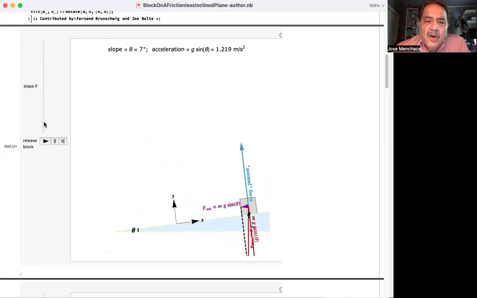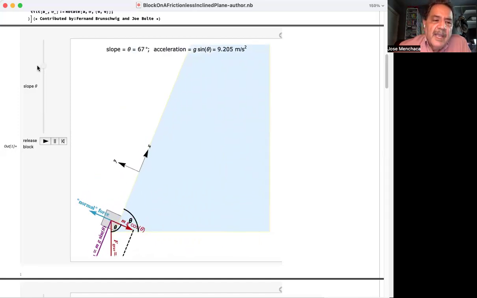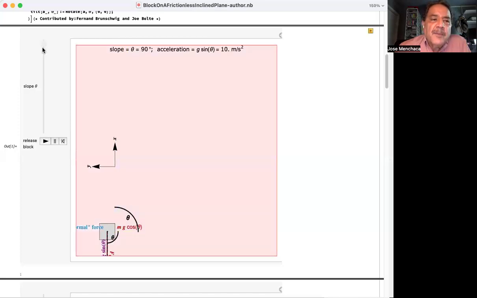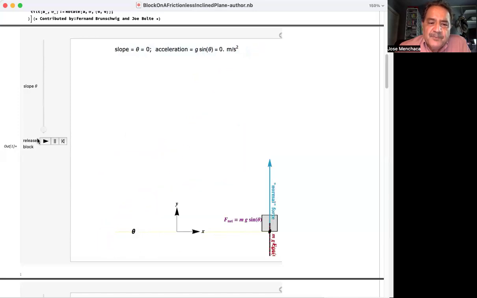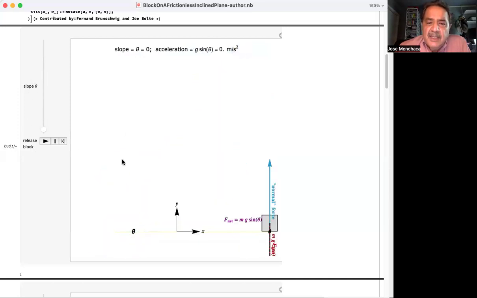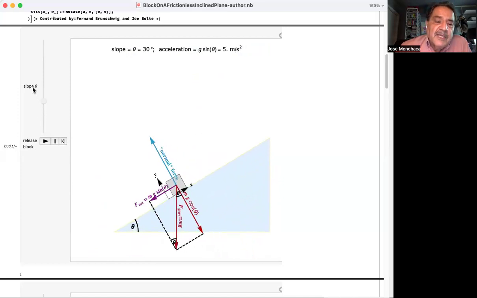The normal force, the component of acceleration that's perpendicular to the plane, decreases as we increase the angle. You can see the normal force is getting smaller and smaller. Basically, it goes down to nothing when we're perpendicular. So as I increase the angle, the normal force decreases. Now watch the acceleration vector parallel to the plane. We can see as I increase the angle, it increases.